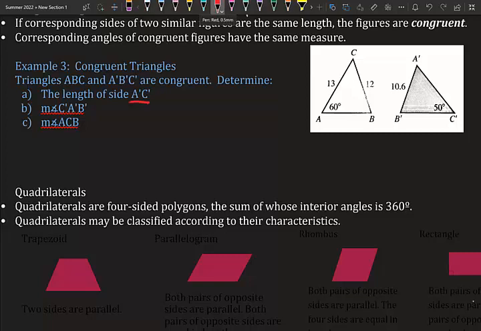Alright, we want to find the length of A to C. So here to here. Now let's look to our other triangle and see if we have a length of AC. Oh, we do. It's 13. Congruent means they're the same. So this length is 13.